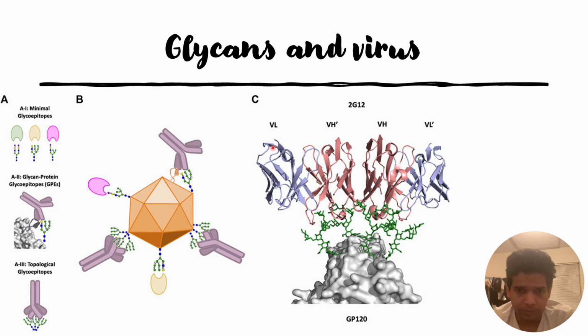So this is how the glycans can be used by the virus for fusion and infection, and also these glycans can be used for antiviral therapies. One of the examples is shown here. These antibodies can be used to detect this HIV glycoprotein expressed on the HIV virus through this topological glycoepitopes interaction.